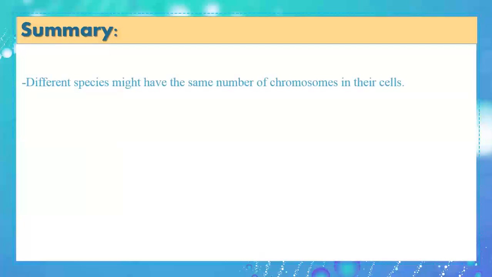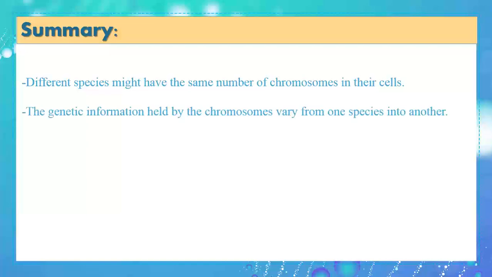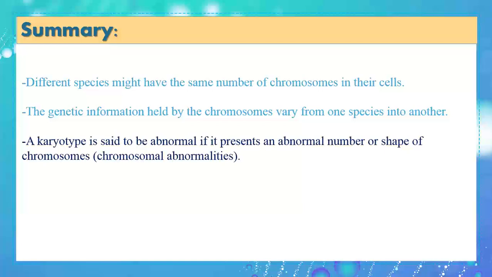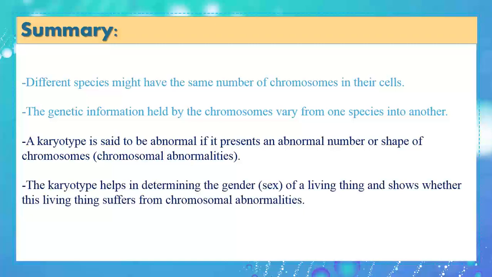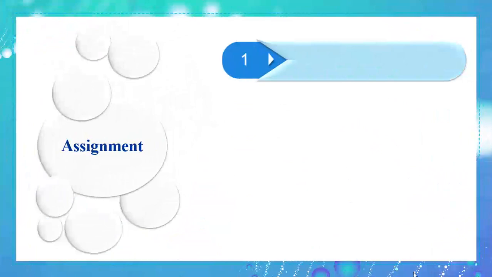In this video, we've answered 2 questions, one concerning the karyotypes of different species and the other concerning abnormalities. So to sum up, we learned that different species might have the same number of chromosomes in their cells. The genetic information held by the chromosomes varies from one species to another. A karyotype is said to be abnormal if it presents an abnormal number or shape of chromosomes. The karyotype helps in determining the gender, sex of a living thing and shows whether this living thing suffers from chromosomal abnormalities. As an assignment, please make sure to memorize the summary sheet.